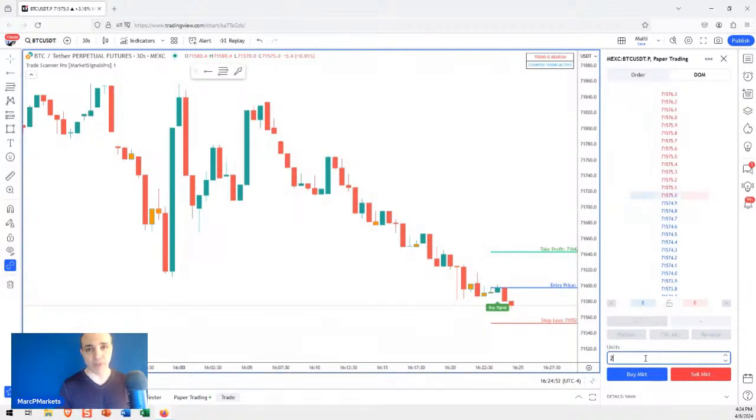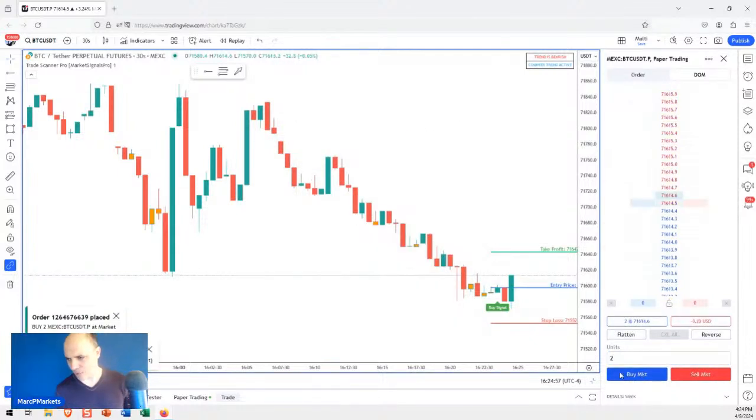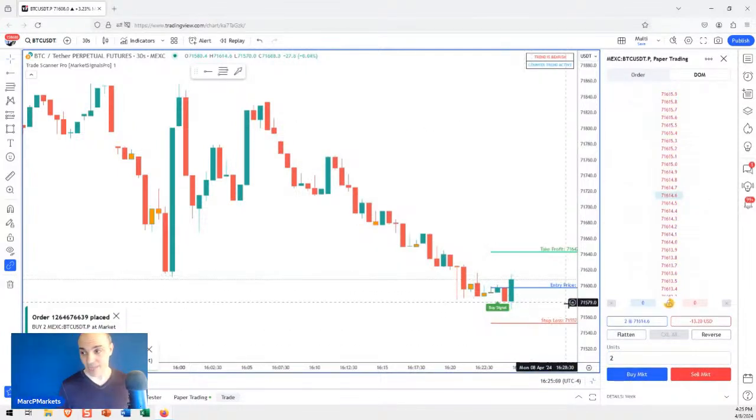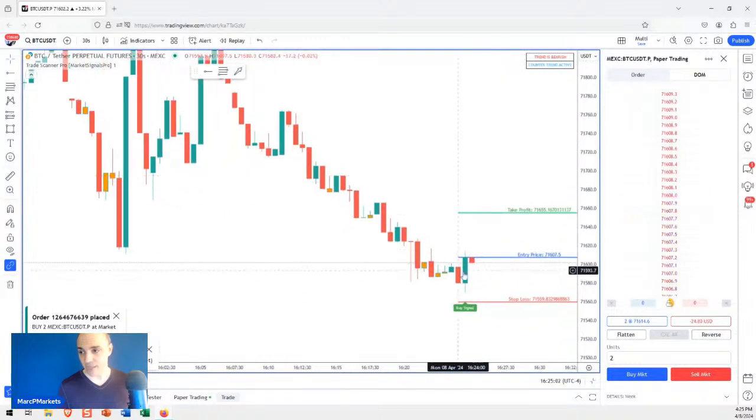Right. And again, you're not going to sit there for the whole session. You're just going to set up your notification. There we go. And you're going to walk away. Okay. I'm long too. Let's see if this sticks now. Okay. It just repainted the price. You see it repainted the entry price.